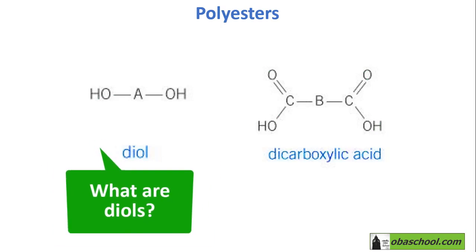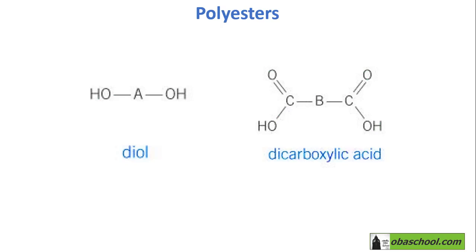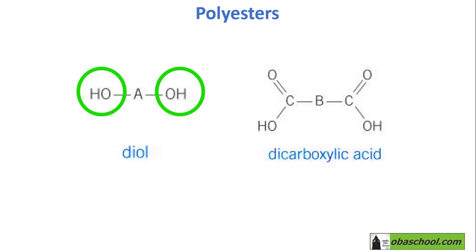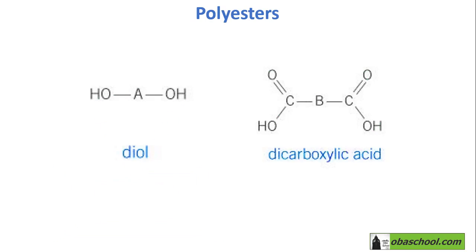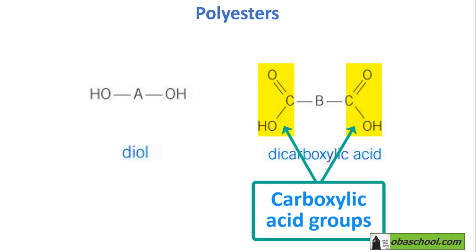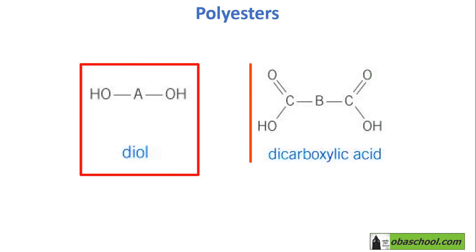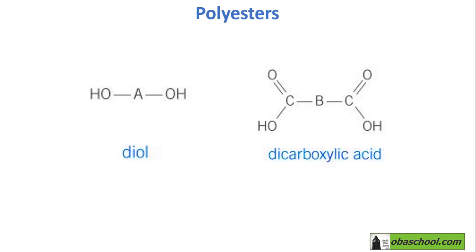But what are diols and what are dicarboxylic acids? As you can see here, diols are molecules that have two OH groups. They have two hydroxyl groups. However, dicarboxylic acids have two carboxylic acid groups, which are C double bond OOH. When diols and dicarboxylic acids react with each other, they can form polyesters.